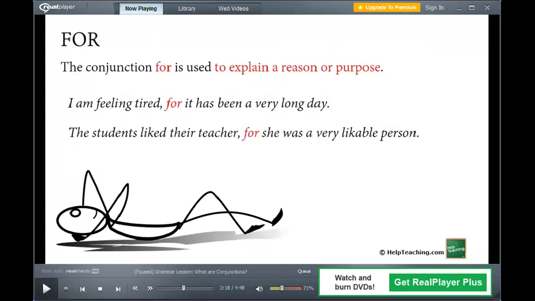The students like their teacher, for she was a very likable person. So the reason why the students like their teacher is because their teacher is very nice, a likable person. So for is used to explain a reason or purpose.